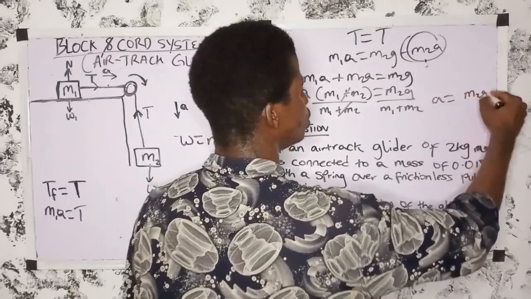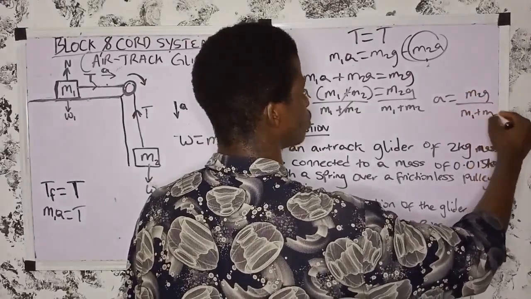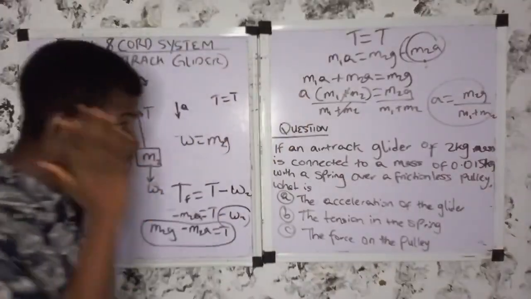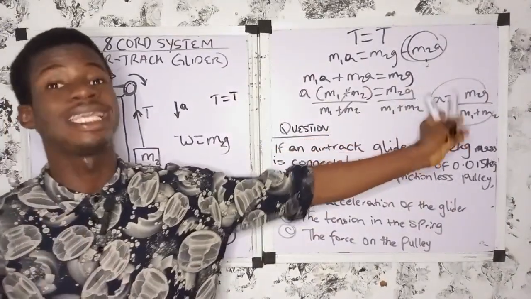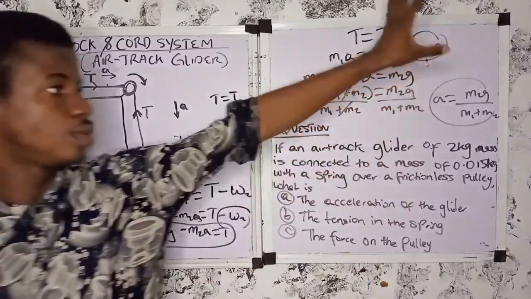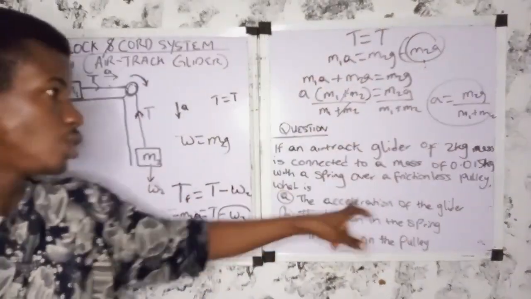So we cancel, and A will be equal to M2G over M1 plus M2. Okay, so this is the equation to calculate their common acceleration.